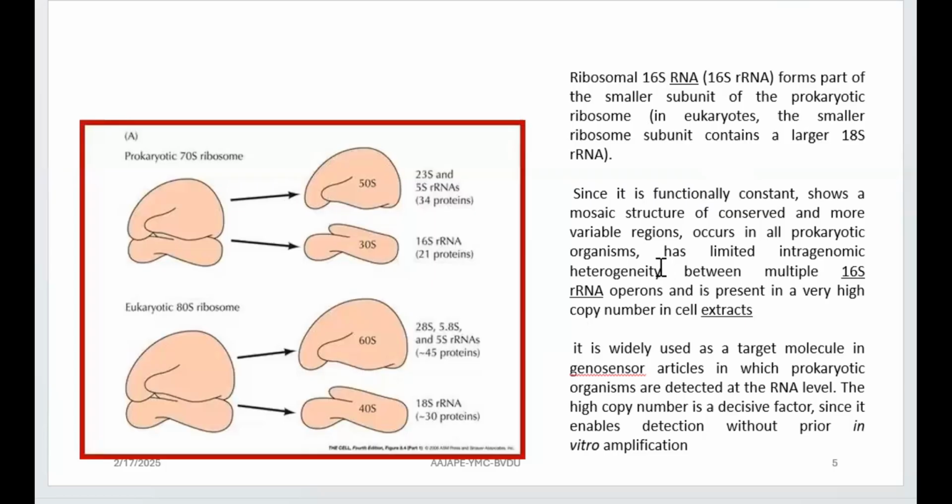So it shows a mosaic structure of conserved and more variable regions. Mosaic means every time you will get variation in the pattern. So when it comes to the structure of conserved sequences, you will find a variation in that, and it is going to be important in intragenomic heterogeneity studies. You will find that multiple 16S rRNA operons are present in a very high copy number in all the cell extracts. So it is widely used as a target molecule in genosensor articles, or in finding out the sequence, and then finding out the taxonomic position of the organism.